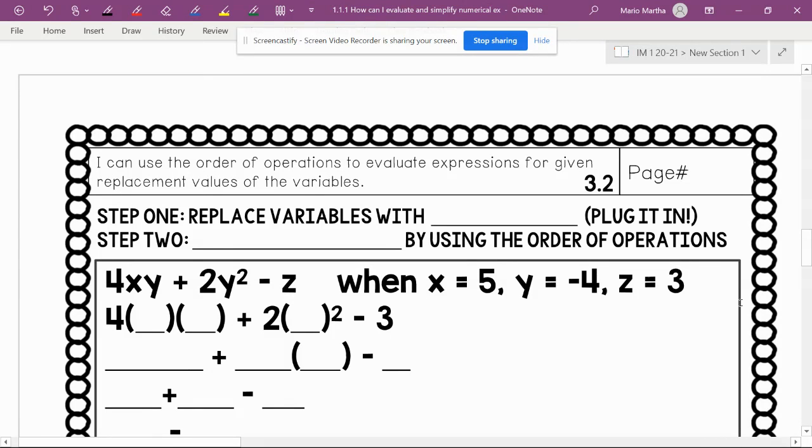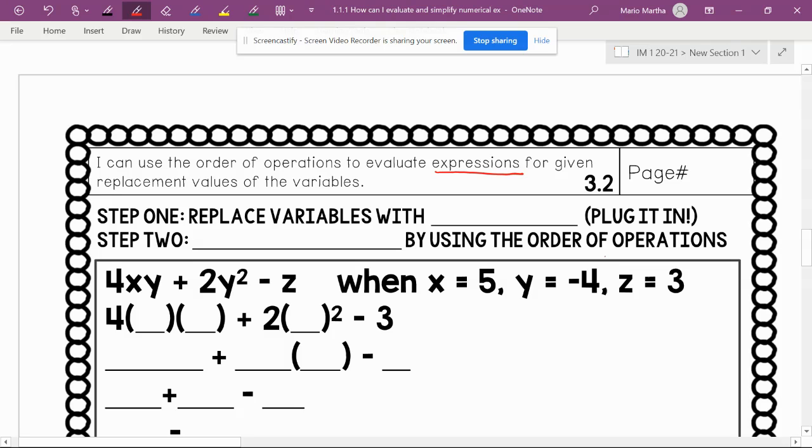So now that we know how to use the order of operations, we can pretty much start to evaluate expressions for pretty much any substitution or replacement values. So here, remember, a mathematical expression is just pretty much like a mathematical sentence. So you guys might want to pay attention to those words.